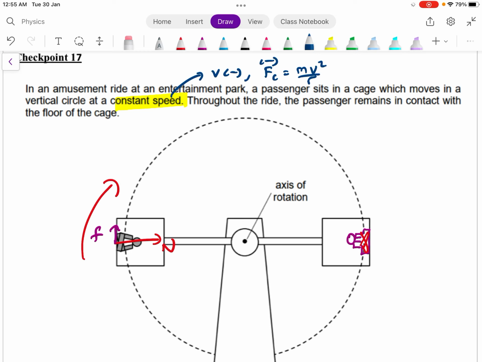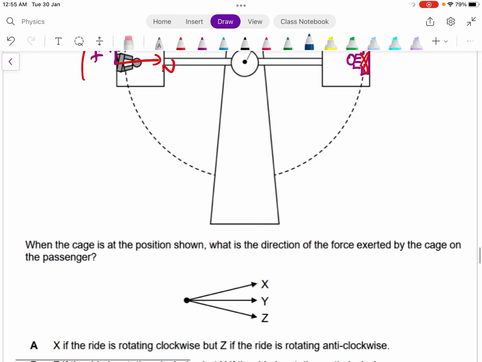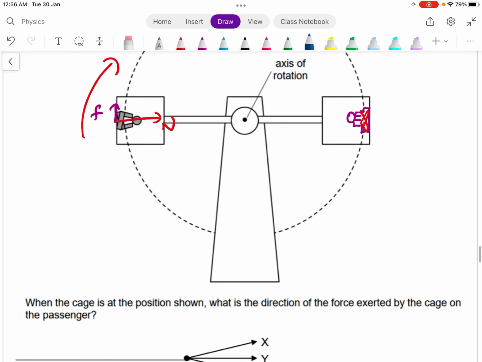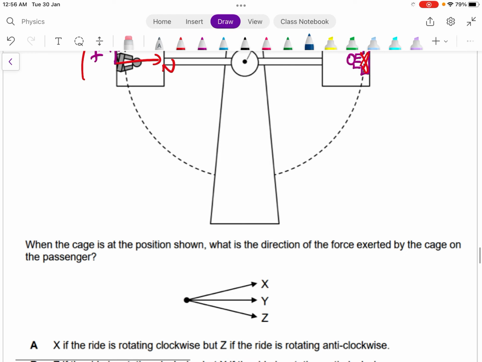So throughout the ride, the passenger remains in contact with the floor of the cage. So of course, when the cage is at the position shown, what is the direction of the force exerted by the cage on the passenger? Just think of one thing: they never say it's the contact force or what, so we need to take into account the frictional force and the normal contact force together.